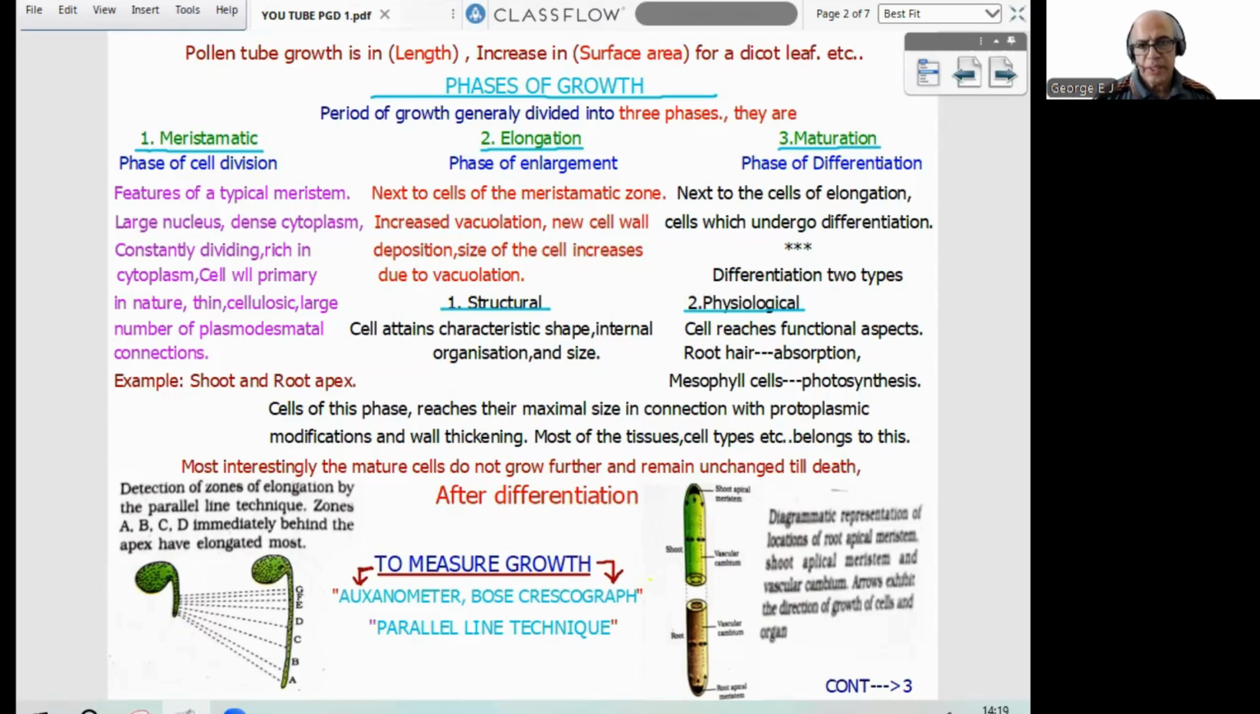Second diagram, a root apex or root part and a shoot part is given. Root apex and shoot apex will increase in length by meristem. Then they will increase the radius by secondary thickening, or vascular cambium. Which instruments can we use to measure growth? One is called auxanometer, other is called Bose crescograph, and third is the parallel line technique. These three can be utilized. NCERT-wise, auxanometer and parallel line technique. There is one more method, Bose crescograph, by JC Bose. I think that part is clear.